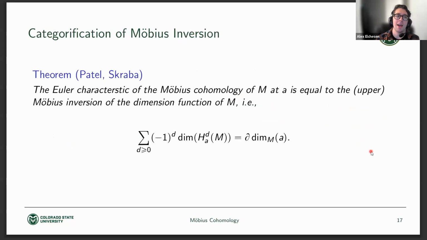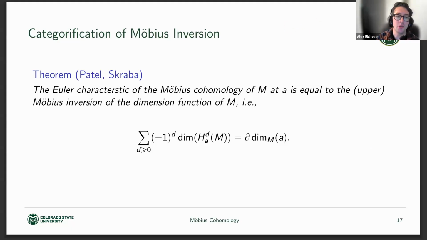Okay. So why is this useful? Why does this categorify Möbius inversion? So the theorem, and I'll credit this to Amit and Skraba. So they proved this with Möbius homology. And so essentially this is just the dual formulation of that theorem.